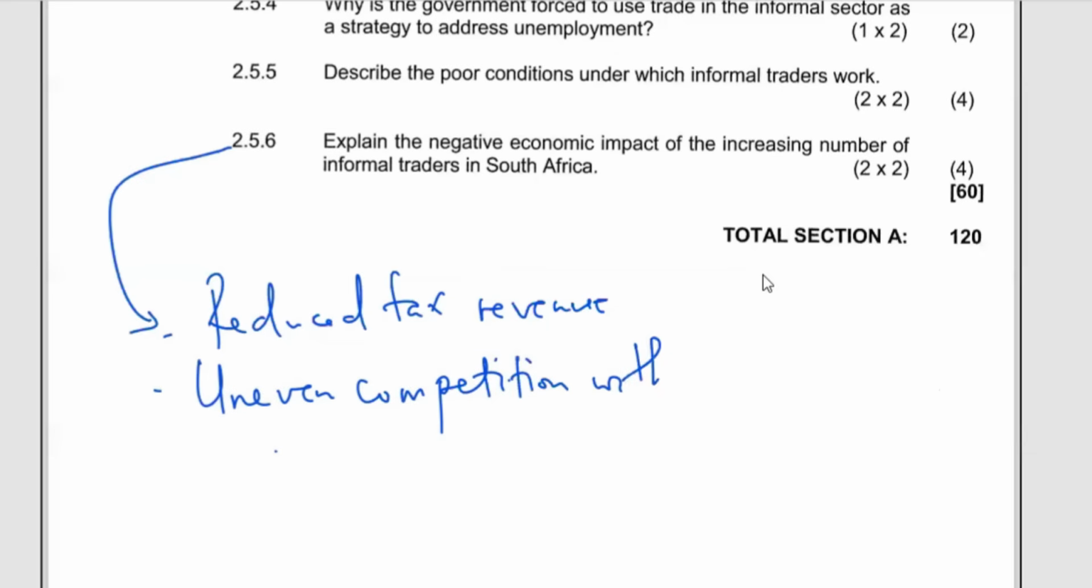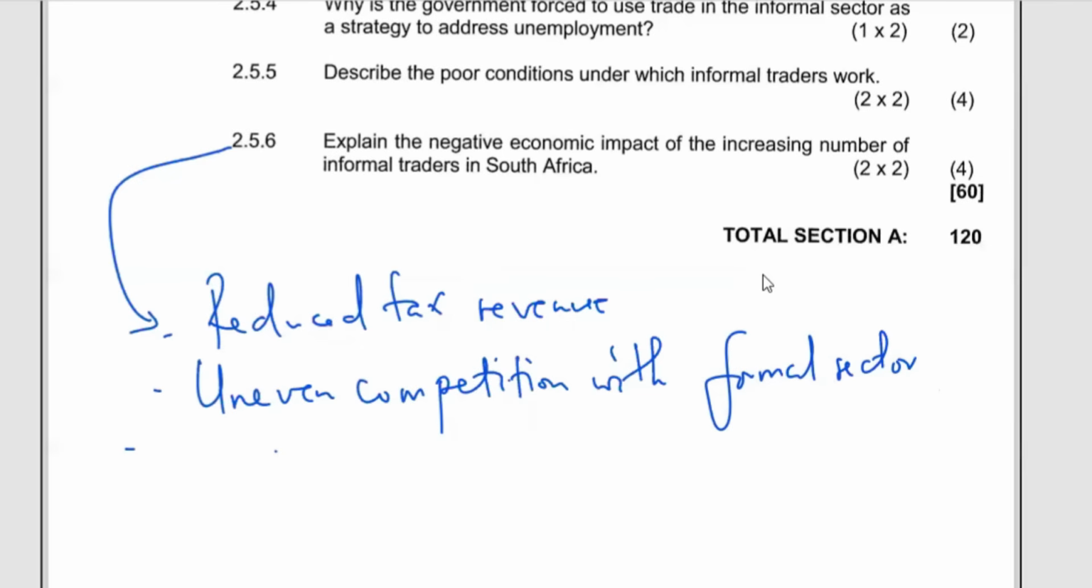Mainly with formal businesses, with the formal sector. There's going to be an unbalanced competition between the two. Since those ones have got lower cost of doing business, they can afford to sell their products at a relatively lower price, and hence they can disadvantage the working of the formal sector.